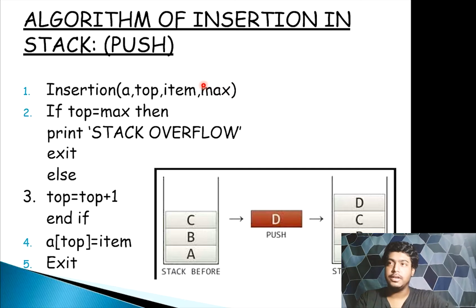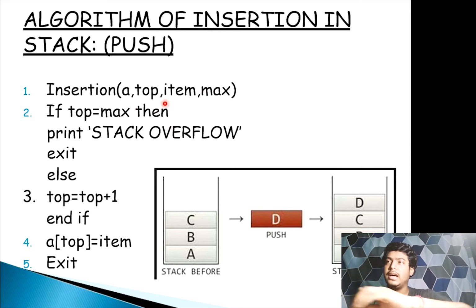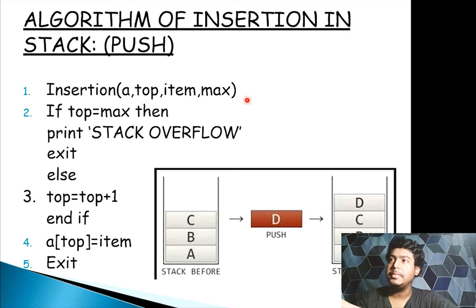So okay, let's move forward. Now we have the algorithm for the push operation in a stack. An algorithm is a basic code which could be used by any programming language. That depends from system to system on what we want to use. So here we have the name of the method as insertion. We have certain variables in it: a is the name of the stack, top is the topmost pointer, item is the data that we need to add to the stack, and max is the maximum memory allocation given to the stack. So this is a method.